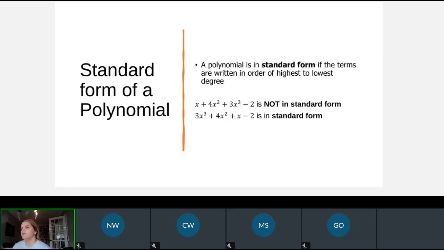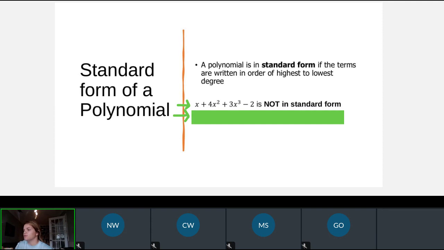All right, the last vocab word that we're going to go over before we get started is called standard form. Standard form is when the polynomial is written in order of highest to lowest degree. These two polynomials are the exact same polynomial. One is written in standard form and one is not. The one on top is not in standard form. Standard form means I would find the highest degree, put it first, then the next highest, on and on.